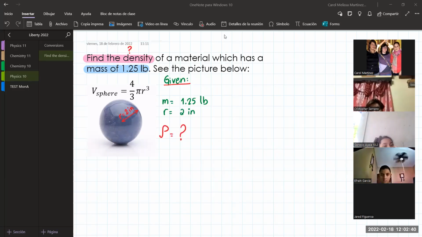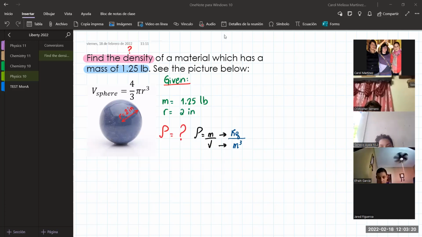Now, what do we know about density? We know that density is equal to mass divided by the volume, or just m over v. Remember that the mass needs to be expressed in kilograms, and the volume needs to be expressed in cubic meters. So those must be the units for density.